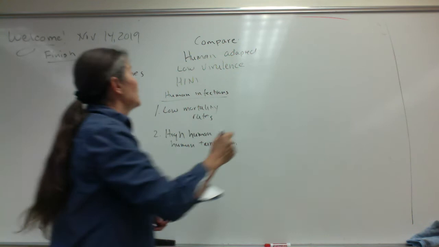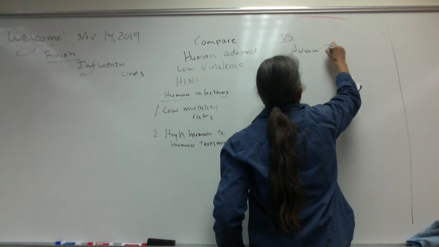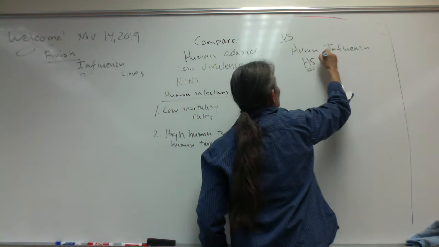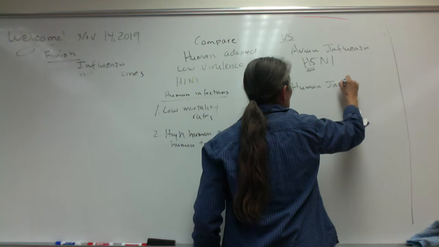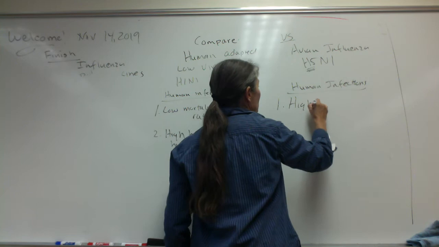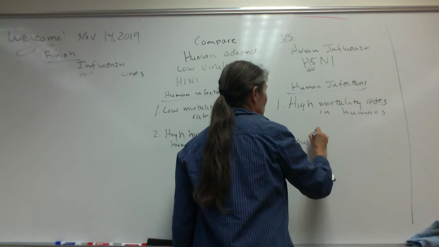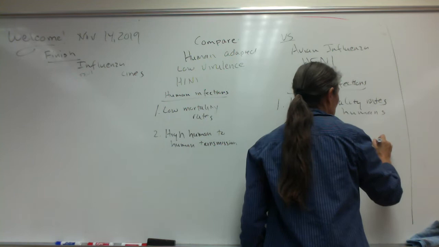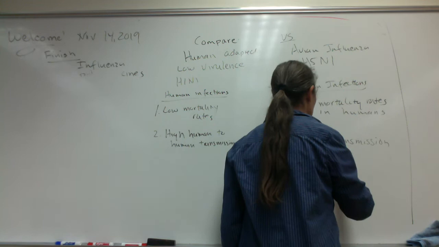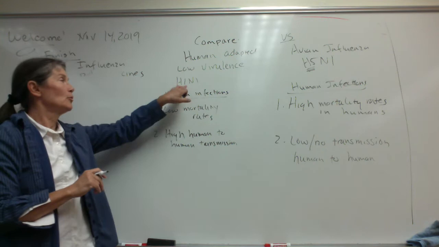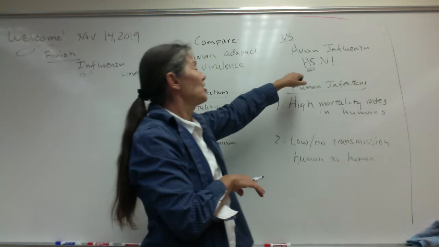And then in contrast, you want to take a look at the avian influenza, H5, a different hemagglutinin, H5N1. And we're going to look at human infections. Again, folks, what's really frightening about the so-called bird flu is that we have really high mortality rates in humans. But thank heavens, we have low or almost no transmission human to human. It's like, what the heck's going on? So to explain this, we want to take a look at the sialic acid receptors to which the human-adapted low-virulence H1N1s bind, and the sialic acid receptors to which the highly virulent avian H5N1 attaches.